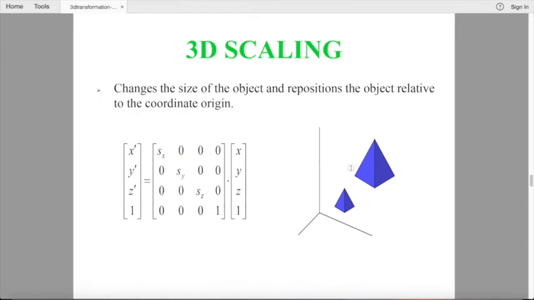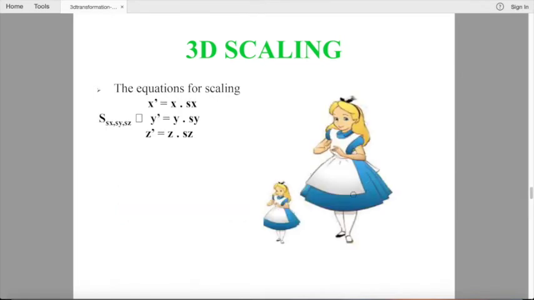On 3D scaling, we change the size of the object and reposition the object relative to the coordinate origin. So the size of the object changes from the small blue object into the big one. It is the same as going from small to bigger, or bigger to small, by using the form x dot equals x times sx, y dot equals y times sy, z dot equals z times sz.